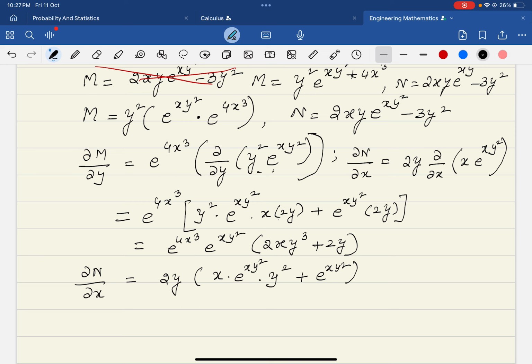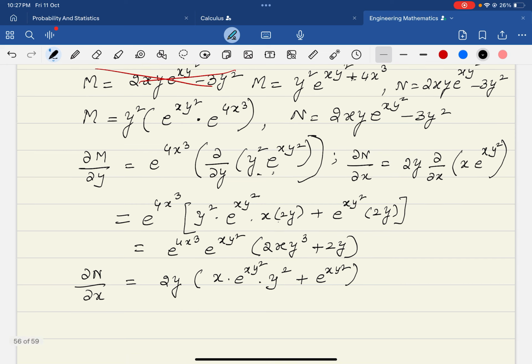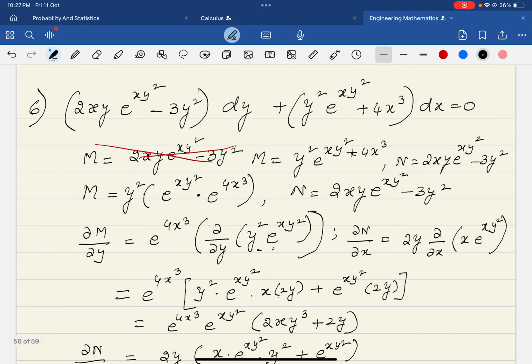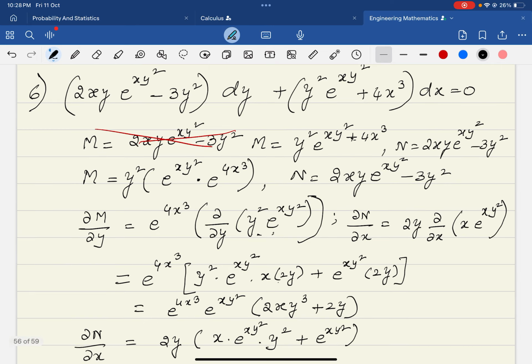e raised to xy square, and here your n is also... I forgot, I didn't write this y square. n is 2xy e raised to xy square minus 3y square.